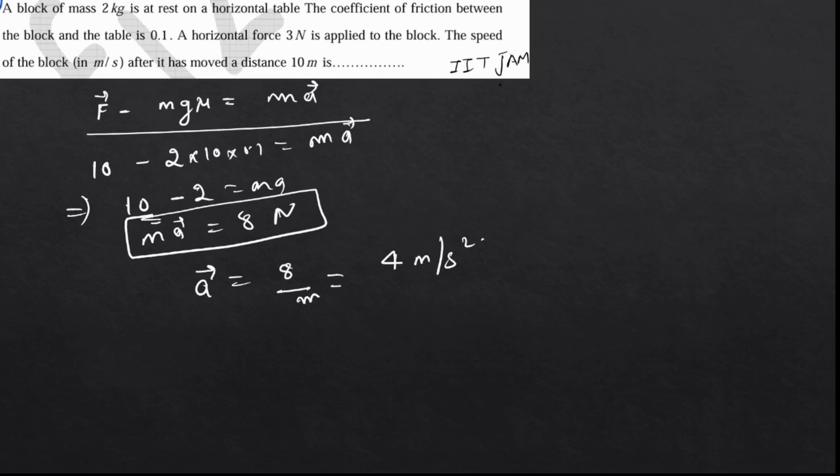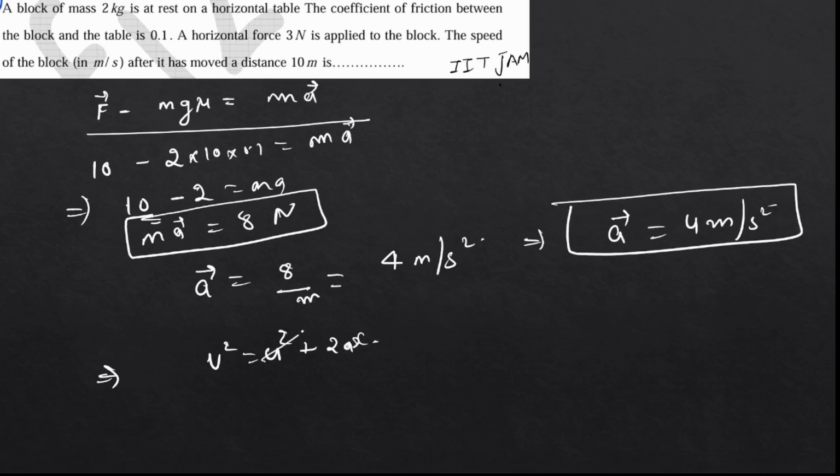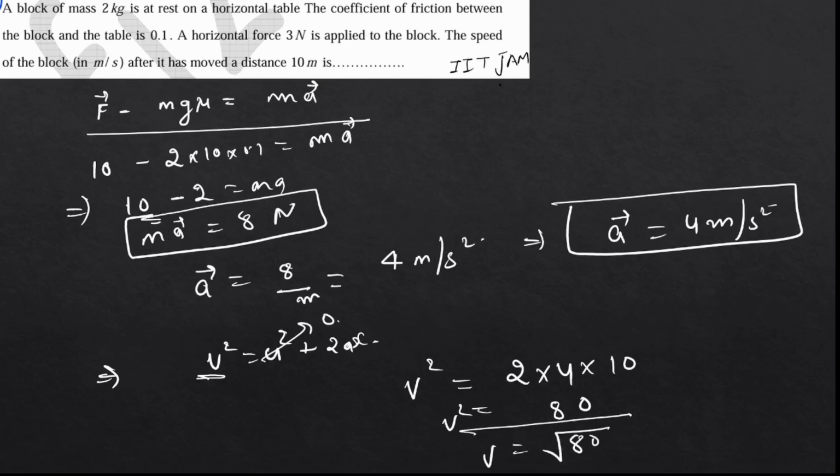Now see what we have been asked here: the speed of the block when it has moved a distance of 10 meters. So apply the basic equation of motion. As we know the acceleration and its initial velocity was zero, we need to find its final velocity or speed, whatever you can say. v squared will be 2 times 4 times the distance of 10 meter. So this should be the velocity of this particular object.